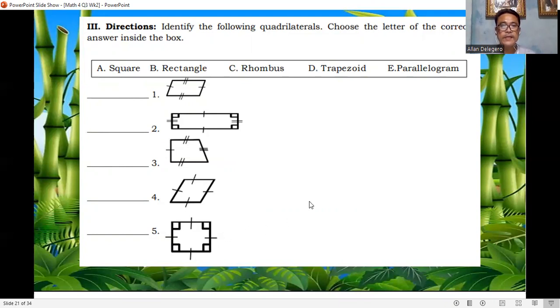Okay, let's check. And for number 1 is letter E, parallelogram. Number 2, letter B, rectangle. Number 3, letter D, trapezoid. Number 4, letter C, rhombus. And number 5, letter A, square.